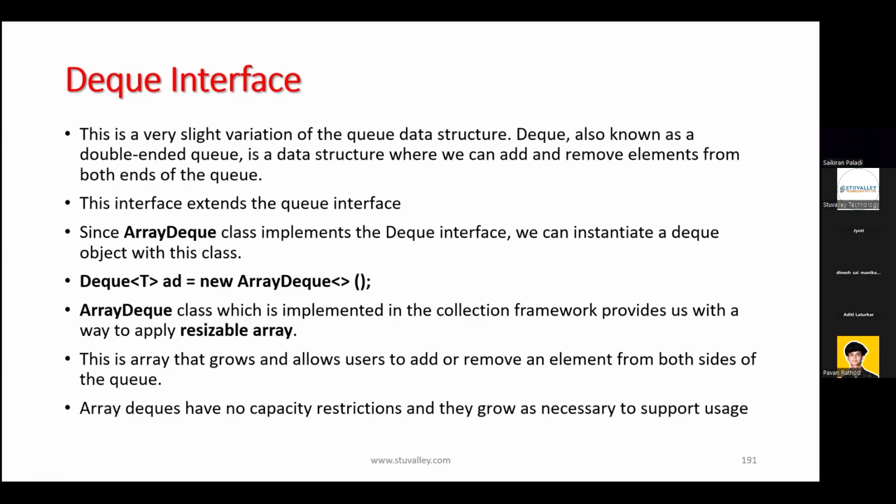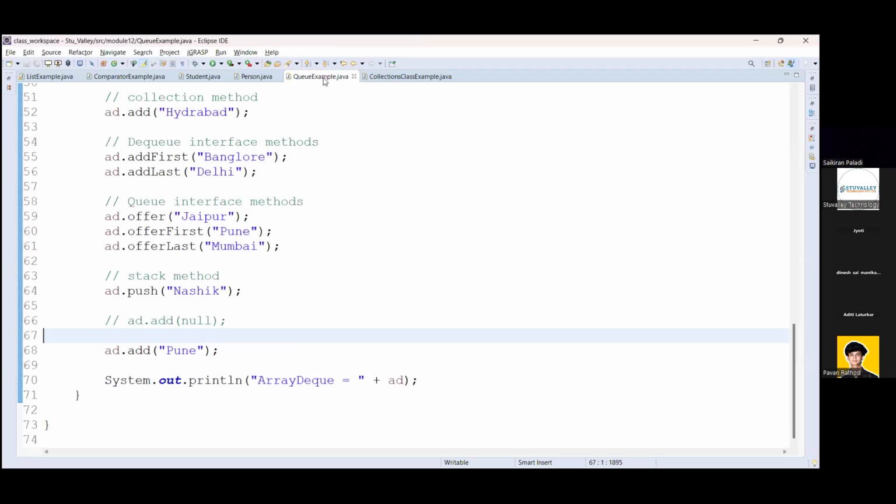Internally, it grows and shrinks and performs the operations based on indexes directly. You don't have to worry about it. It will be done internally by the collection framework, the DQ interface and the ArrayDQ class itself. You just need to use it and save the data using the collection interface methods. As it is a parent interface, you can use those methods everywhere. Okay, this is all about the DQ interface and queue interface, the queue data structure.